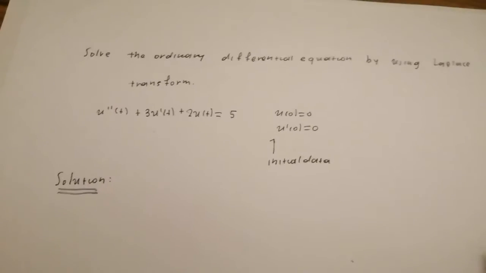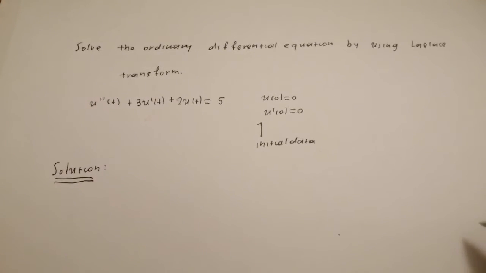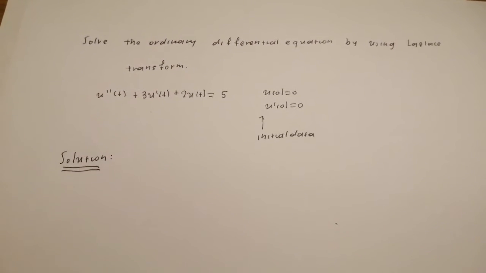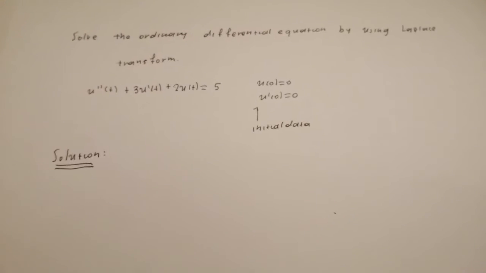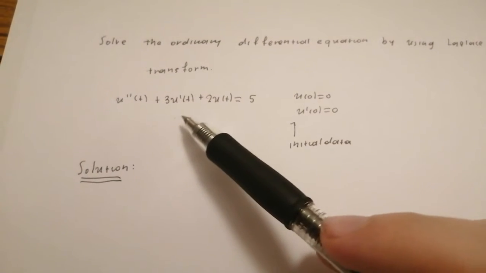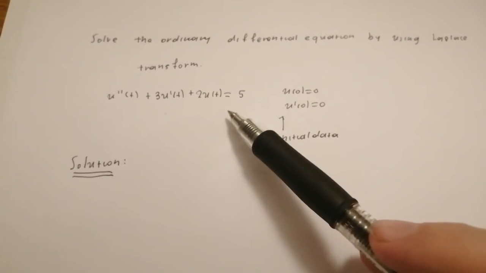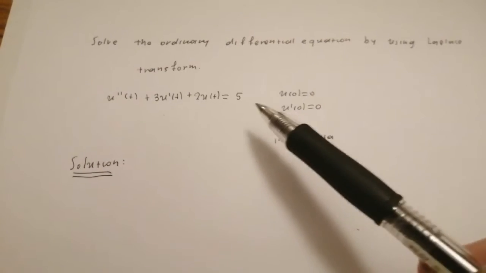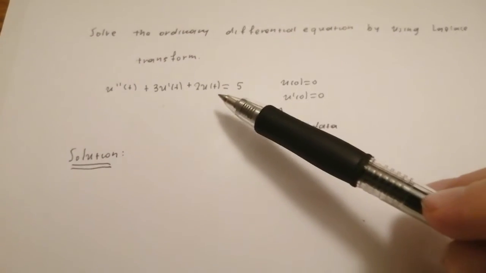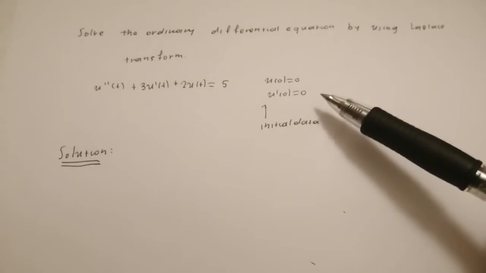Okay, in this video we are going to solve a linear second order ordinary differential equation using the Laplace transform. So we have this second order linear ordinary differential equation of one variable. At the end of the day, I just have to find the function u of t.